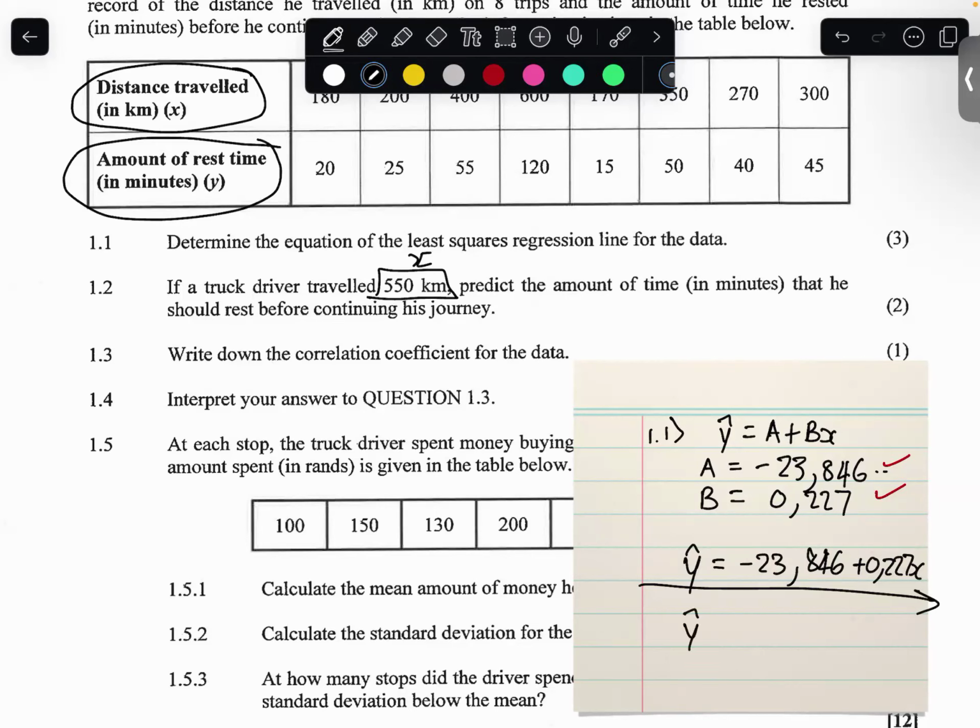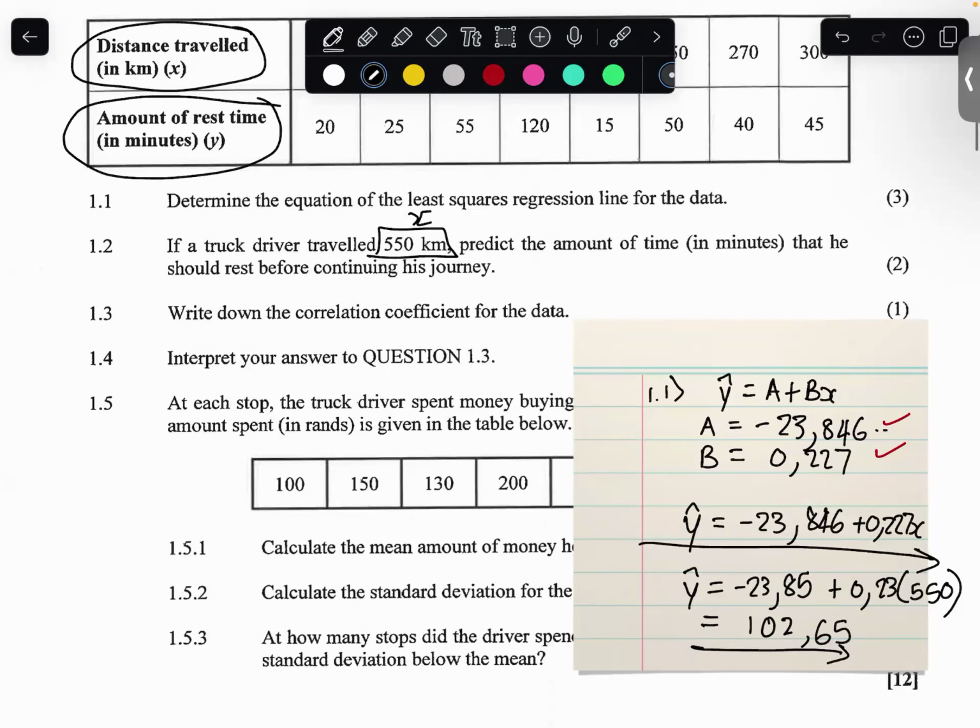It's simple. You're going to go to your equation y hat is equal to minus 23,846, I'm going to round that off to 85, right? Plus 0,23. And in place of x, I'm going to have 550, right? That whole thing goes in on the calculator exactly as you see it. You get 102,65. And that's the amount of minutes that he should rest if he traveled 550 kilometers.